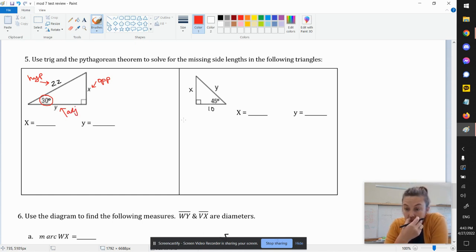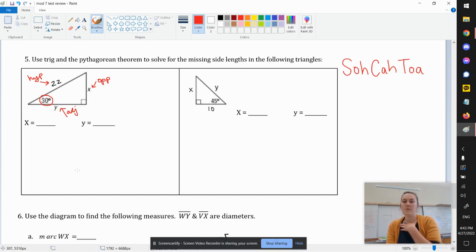Right? We always want to say which one's our hypotenuse, which one's our opposite, and which one's our adjacent when we're doing trig. The other thing to remember about trig is that sine is opposite over the hypotenuse, cosine is the adjacent over the hypotenuse, and tangent is the opposite over the adjacent.